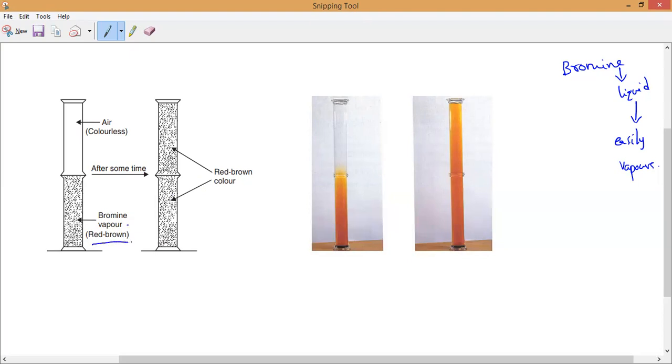Red brown vapors. This picture we have already drawn. Do you remember? Particles and motion, I taught you this. Yes or no? Now I am showing you this picture, which I showed you on that day. Now what is that? Bromine vapors, which are red brown.